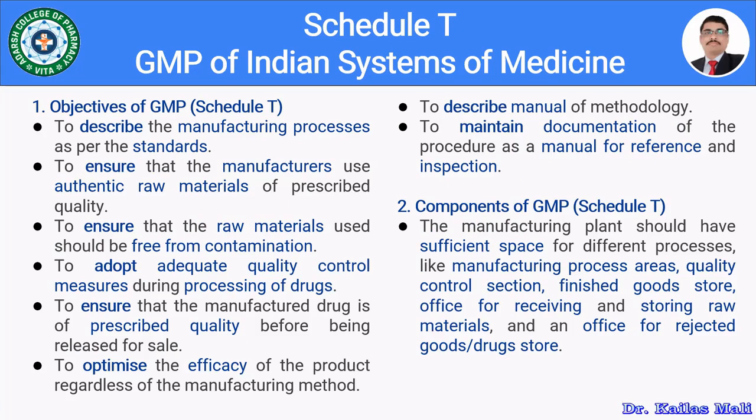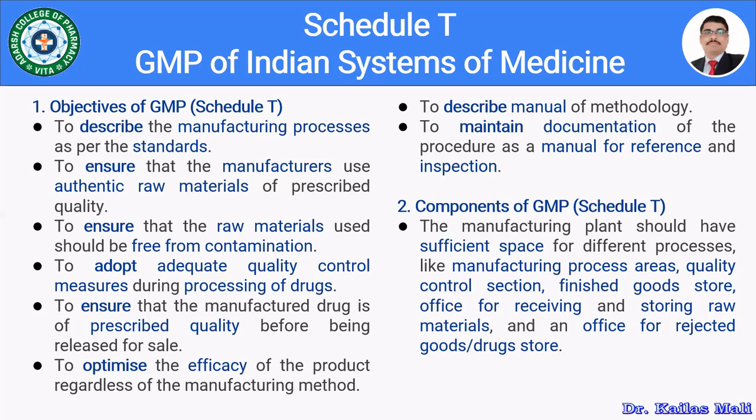The second objective is to ensure the manufacturer uses authentic raw material of prescribed quality. The quality of the raw material is prescribed in the standards to ensure that the raw materials used should be free from contamination. So Schedule T ensures that the raw materials used are free from contamination.